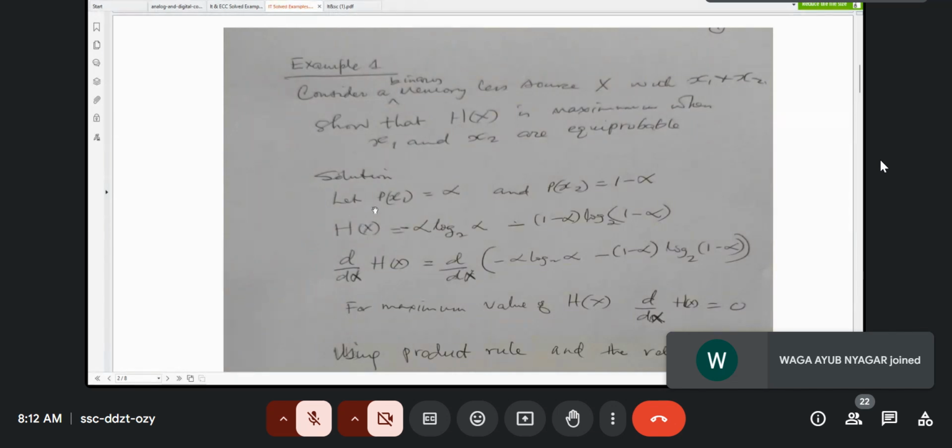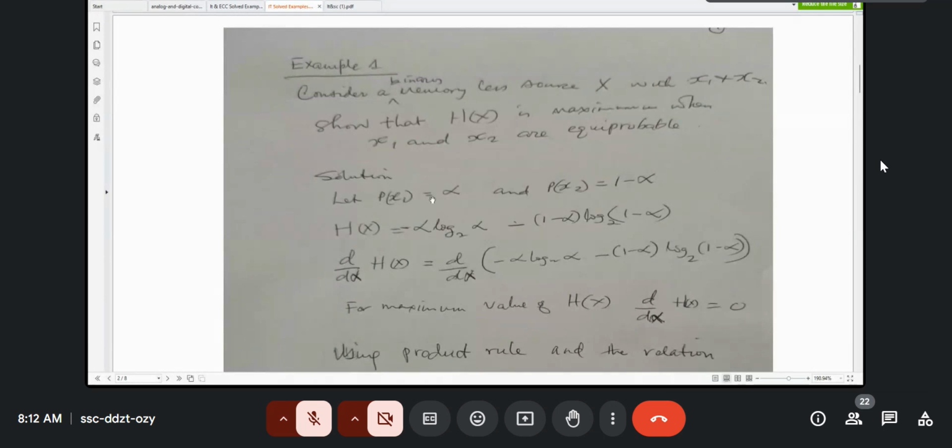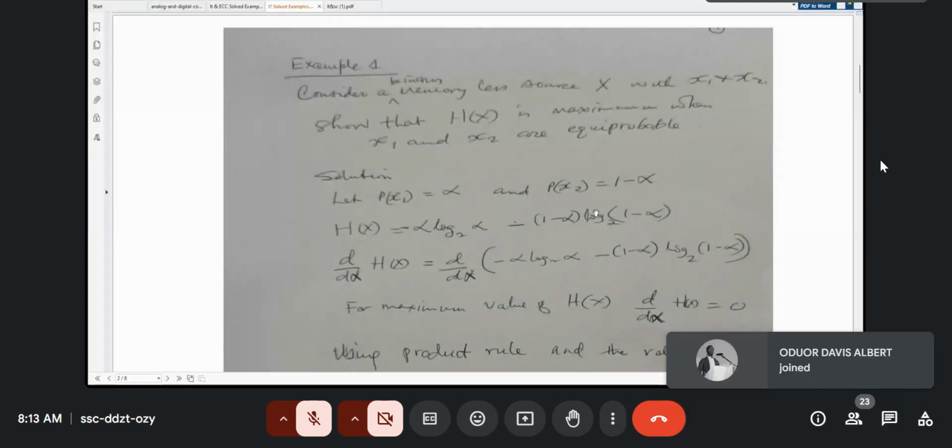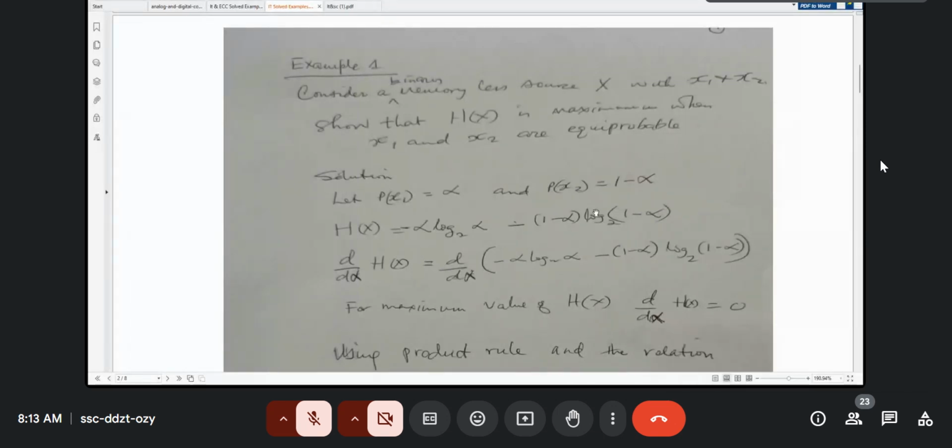The solution, and this is how we approach it: let Px1, the probability of X1, be equal to alpha, and the probability of X2 be 1 minus alpha, because the probabilities have to add to 1. Actually, what you're trying to show is that the probability is 0.5.